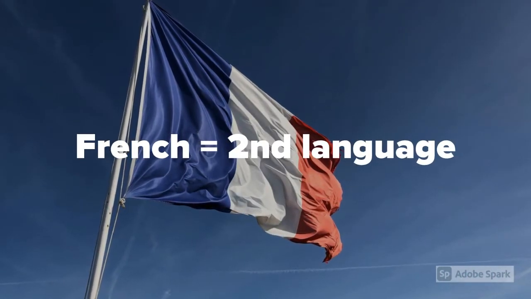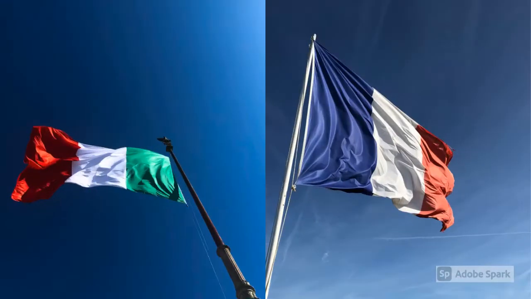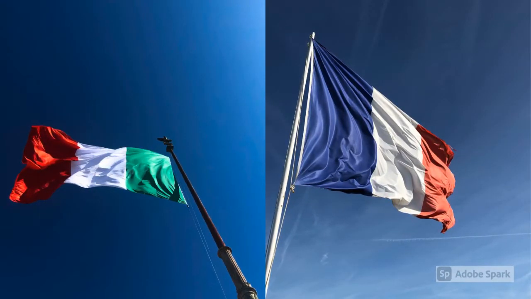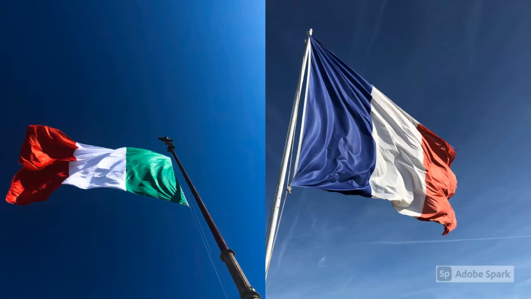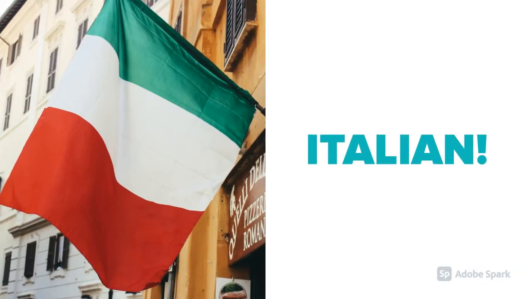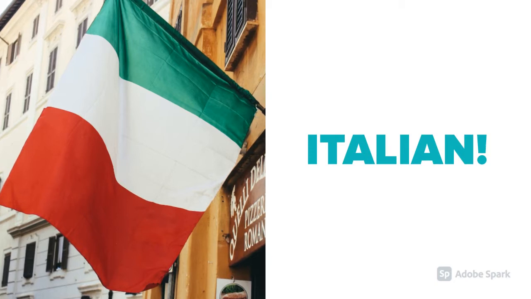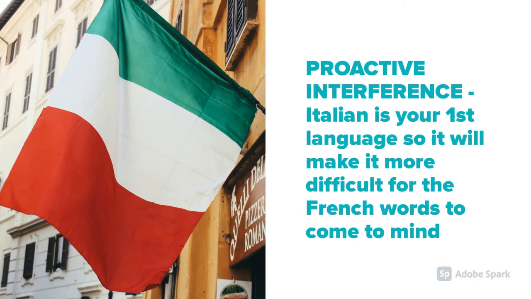and then later in life you learn French, if you're experiencing proactive interference, which one will come to mind more quickly? Your first language of Italian or your second language of French? That's right, Italian. Italian was your first language. It comes to mind more quickly.